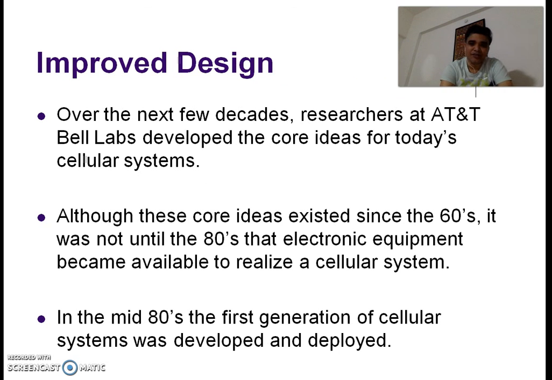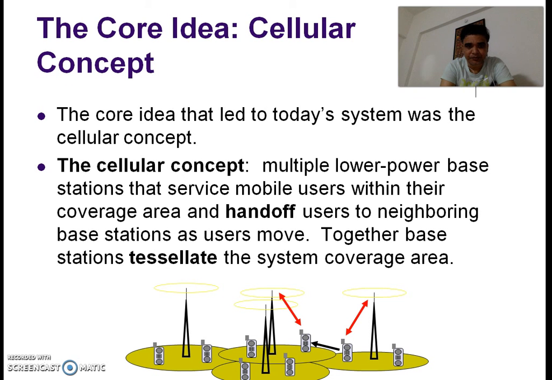Over the next few decades, researchers at AT&T Bell Labs developed the core ideas for today's cellular system. Although these core ideas existed since the 60s, it was not until the 80s that electronic equipment became available to realize the cellular system. In the mid-80s, the first generation of cellular system was developed and deployed.